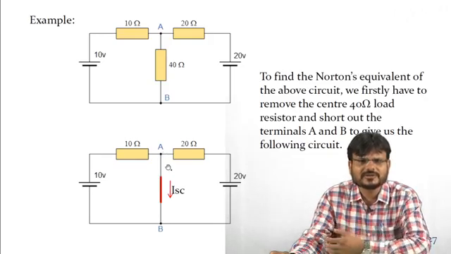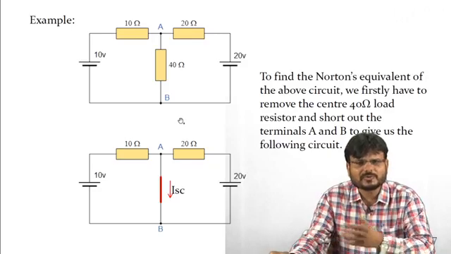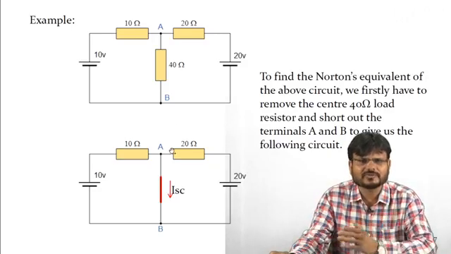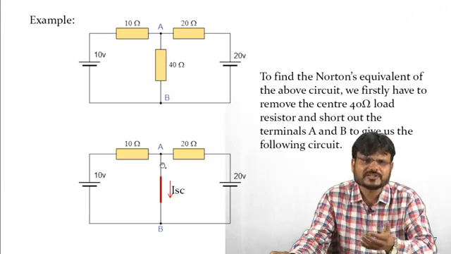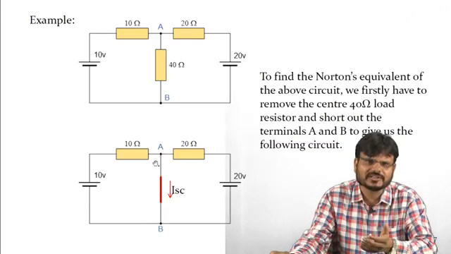Look, it will be the open circuit, because you have to find the short circuit. So what you will do? By replacing this 40 ohm resistance, you connect terminals A and B with the help of some wire which has zero resistance. So it is sorted out. So this is a short circuit between terminals A and B.